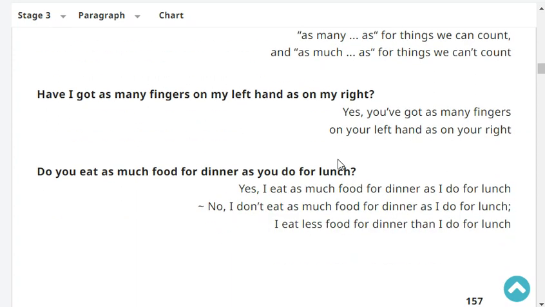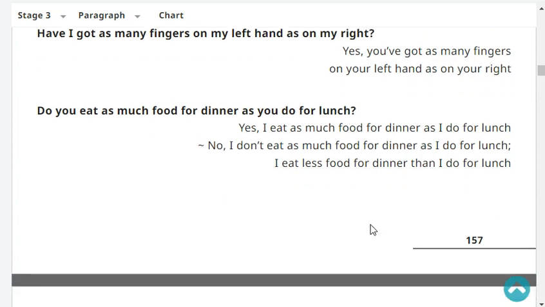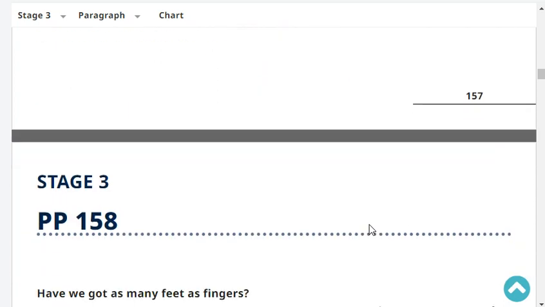Very good. Have I got as many fingers on my left hand as on my right? Yes, you've got as many fingers on your left hand as on your right. Greg, do you eat as much food for dinner as you do for lunch? Yes or no? Yes, I eat as much food for dinner as I do for lunch.